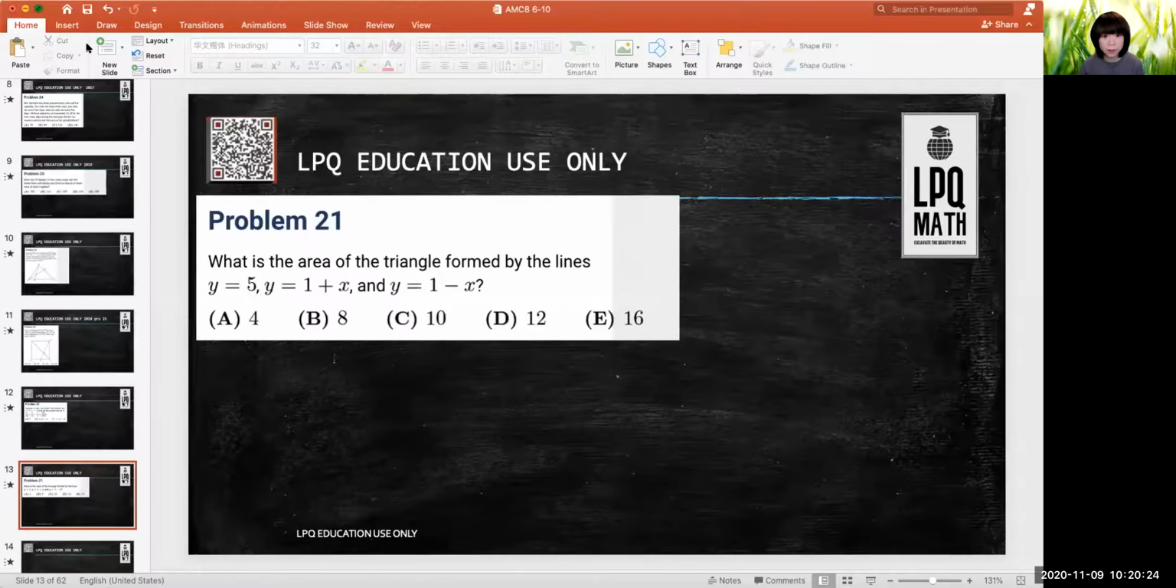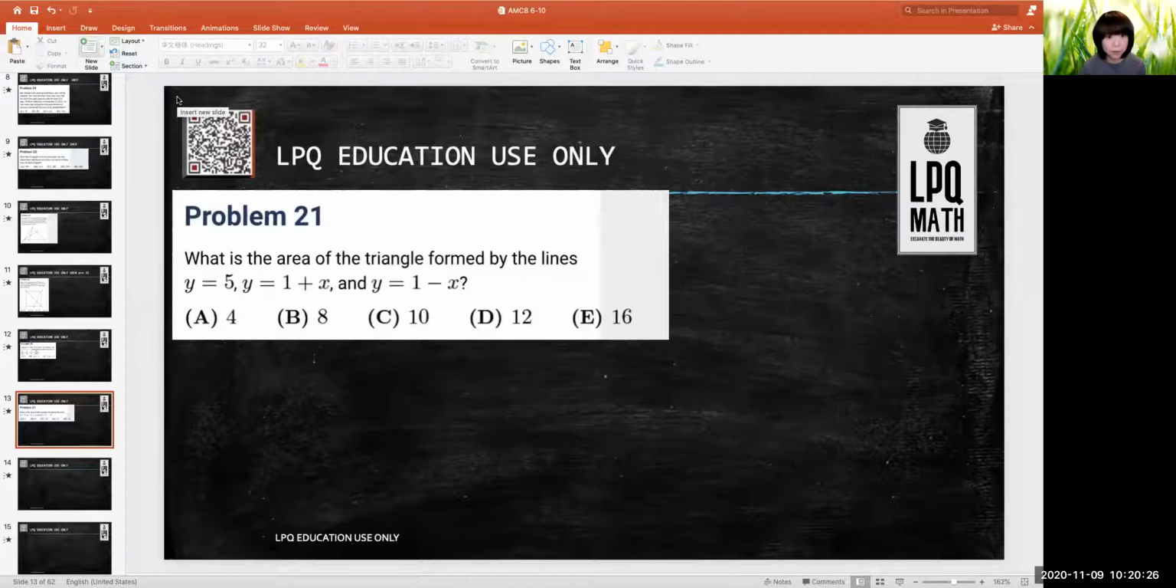Anyway, today we're going to talk about some questions from 2019, and this question is number 21. Let's just do it. This question asks for the area of the triangle formed by the lines y equals 5, y equals 1 plus x, and y equals 1 minus x.